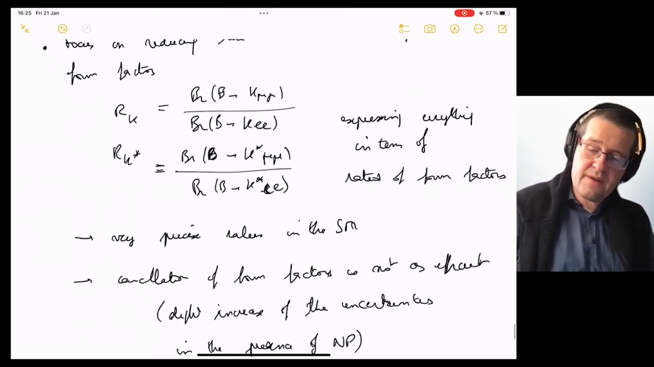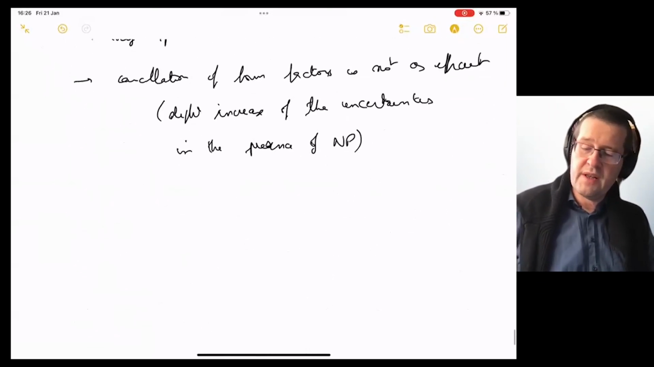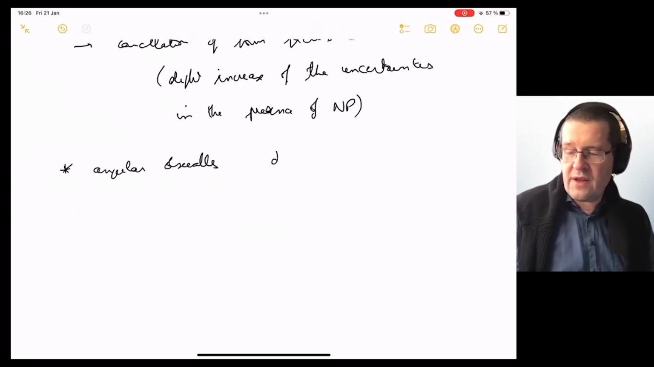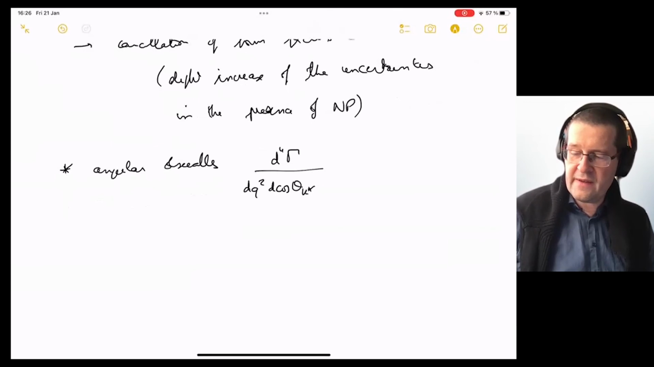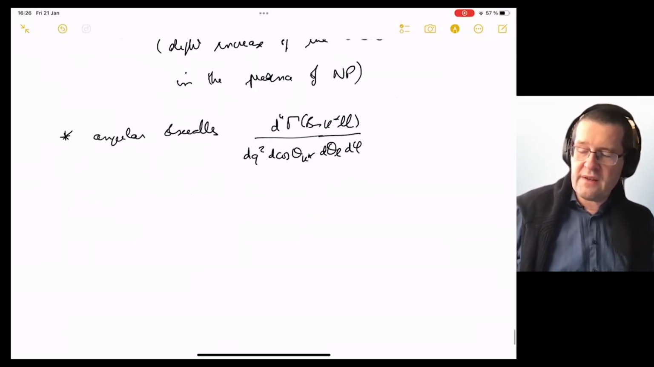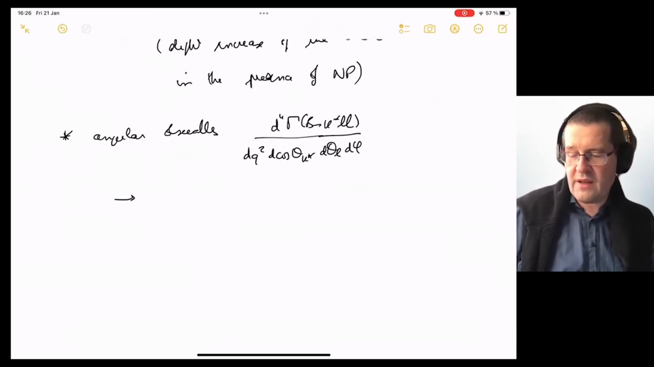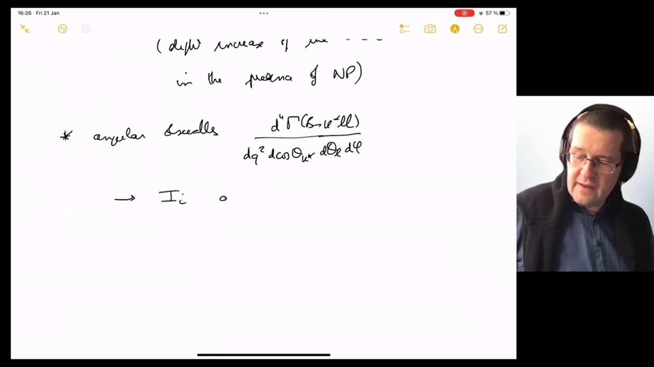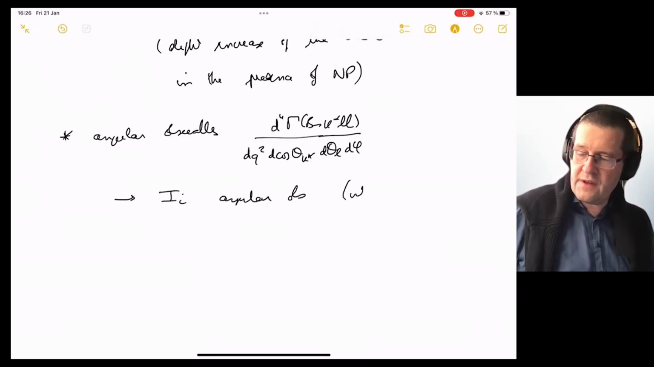I will not spend time on this, but the same thing has been done for angular observables. So you can derive once again this awful angular distribution of B to K star, for instance. Then you can define this way many angular observables. I've got a dozen of angular observables that are just interferences of LCT amplitudes again.